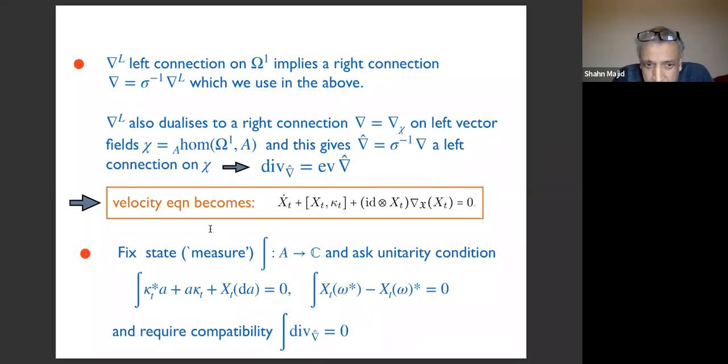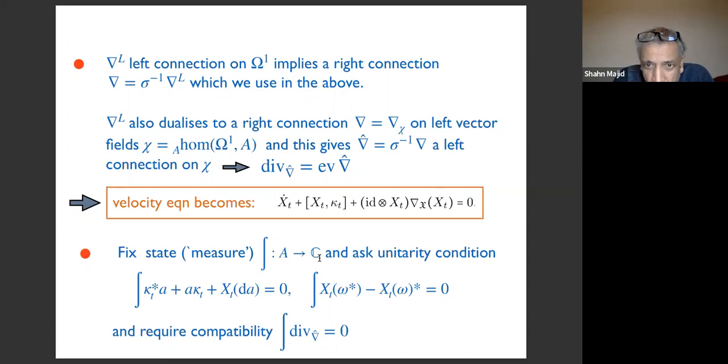In order to put this into practice, so this is just the velocity fields. We haven't even discussed geodesics yet. So to discuss geodesics, we've got to have some kind of wave function. And so for that, we first need to fix a measure with respect to which our wave functions will have a probabilistic meaning or their norm square. So we're going to fix a state, a background state or measure. So for example, if it was a Riemannian manifold, then this would be the standard Riemannian integration measure. So we fix an integration from the algebra to complex numbers.